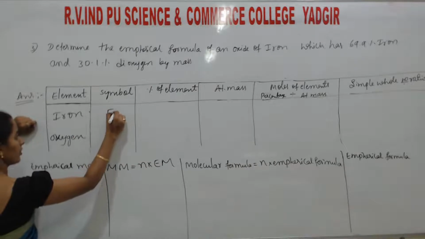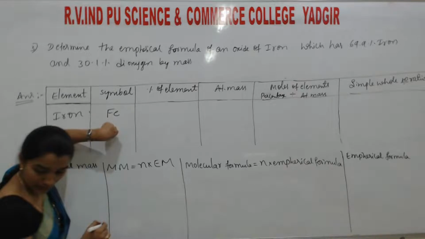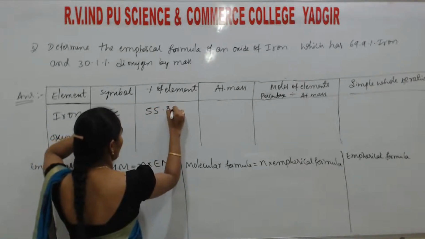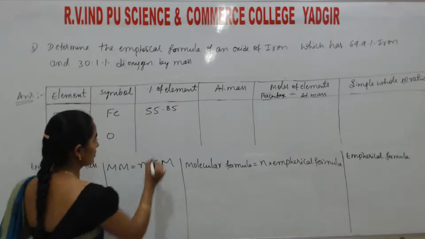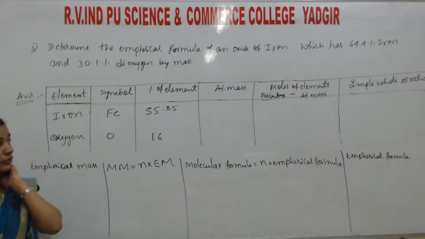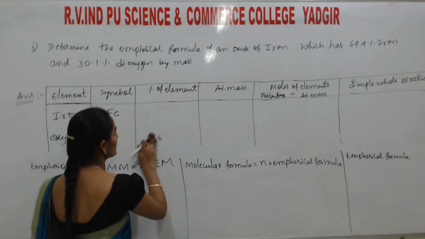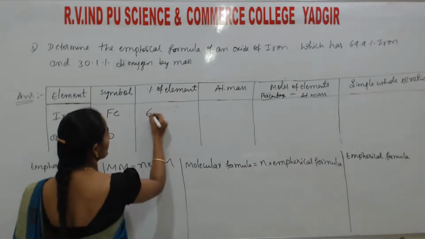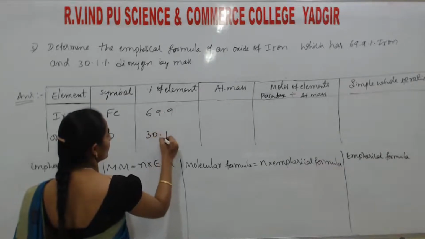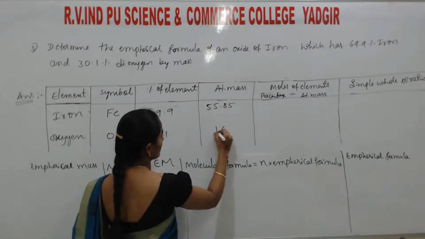Iron symbol is Fe, oxygen symbol is O. Atomic mass of iron is 56, that is 55.85, approximately 56 you may take, and this one is 16. Next, the percentage abundance is almost 69.9 and this one is 30.1. Here the atomic masses are 55.85 and 16.